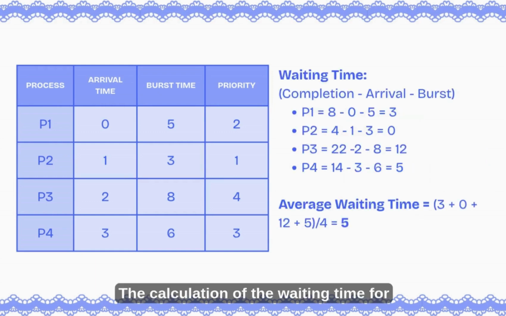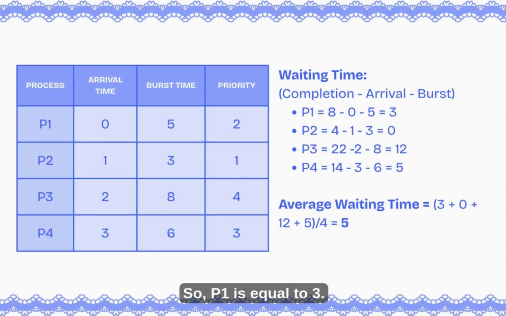The calculation of the waiting time for preemptive priority scheduling is the same as in non-preemptive priority scheduling. So P1 is equal to 3, P2 is equal to 0, P3 is equal to 12, and P4 is equal to 5. To get the average waiting time, we will add 3 plus 0 plus 12 plus 5 and divide the total by 4. So the average waiting time is 5.